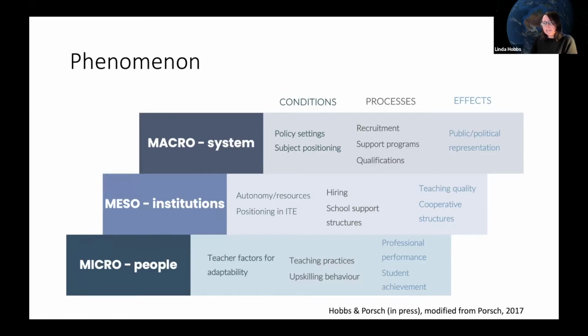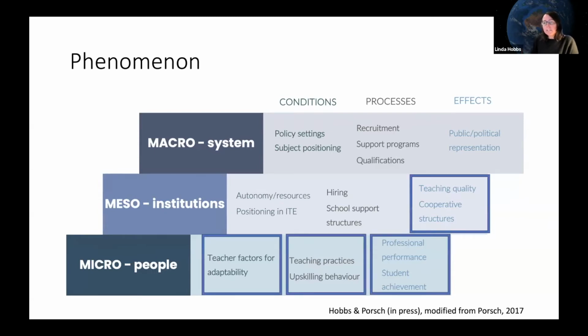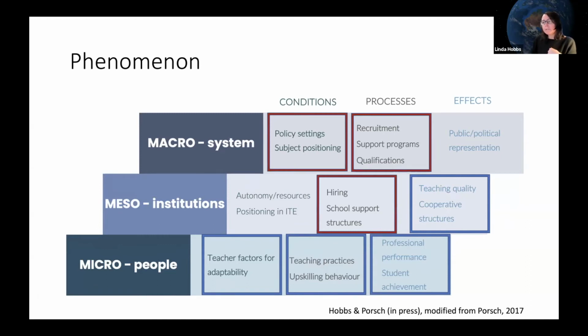It operates at a system, institutional, and individual person level. This schema, which was developed by Raffaella Porsche from Germany, highlights that at each of these levels there are certain conditions, processes, and effects that constitute the phenomenon. Often the commentary and research around out-of-field teaching focuses on the effects and variables at that micro level. But hopefully through this summit, we can look more closely at that macro system level, such as policy settings and subject positioning, as well as the conditions that create the need for out-of-field teaching in the first place and the capacity for different stakeholders to respond.